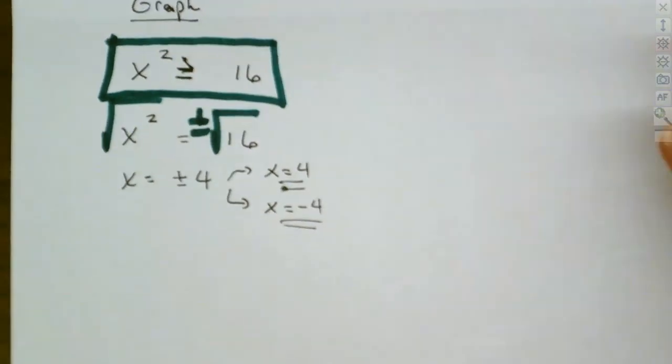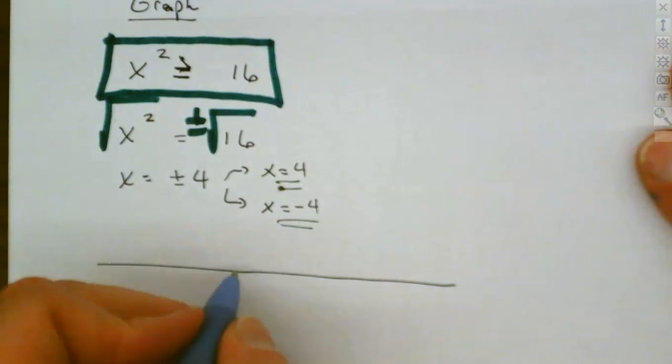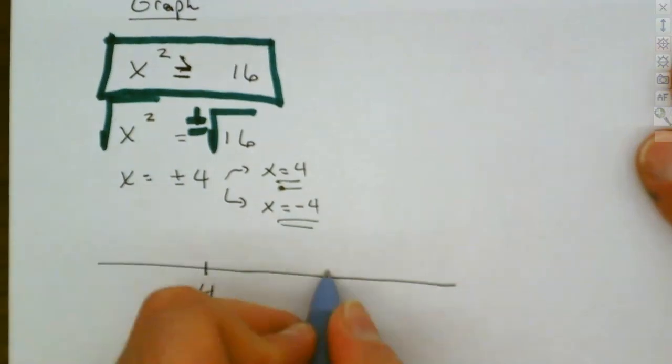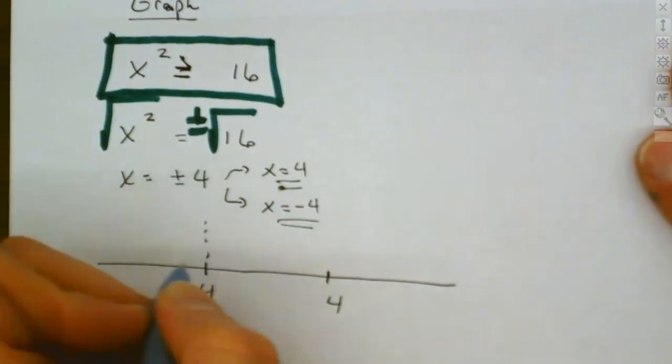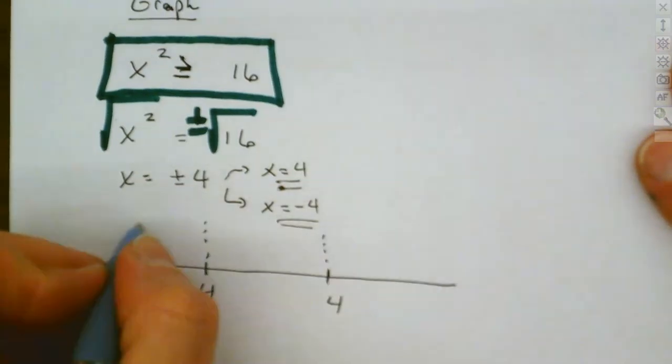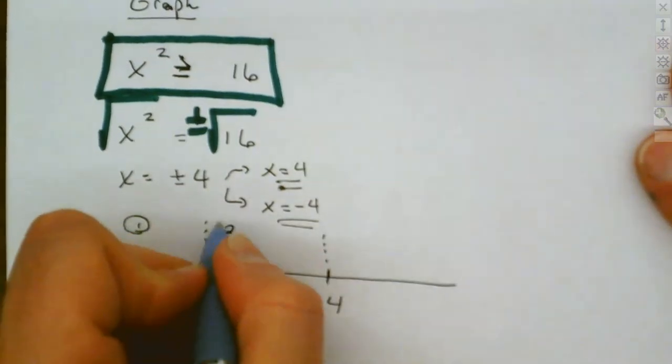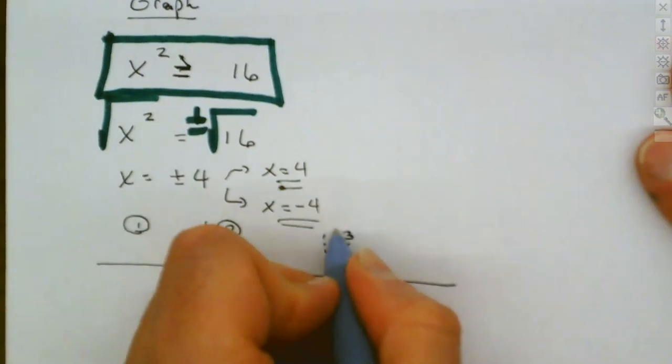Put these on our number line. And this makes regions. So region 1, region 2, region 3.